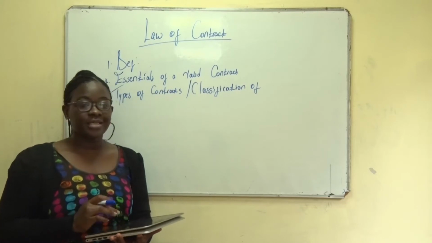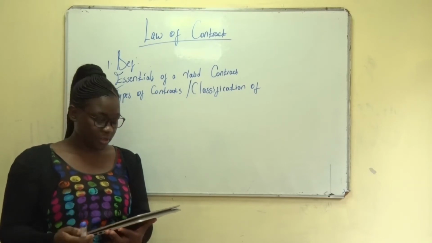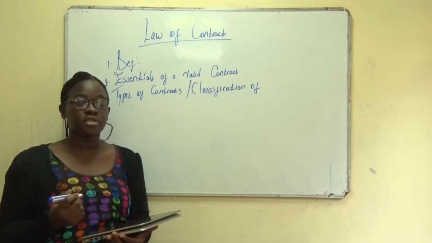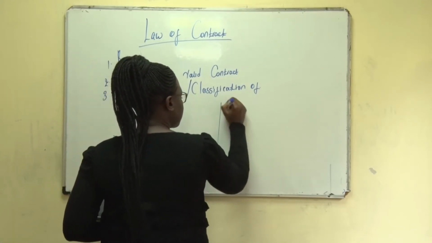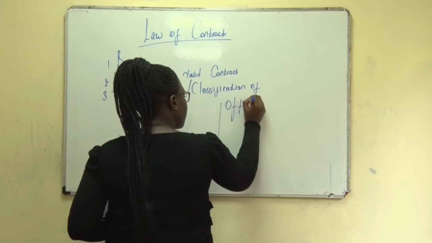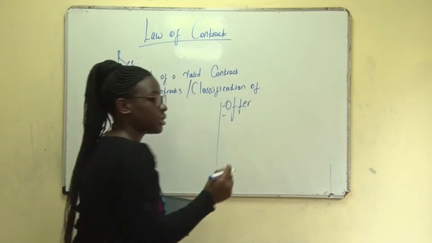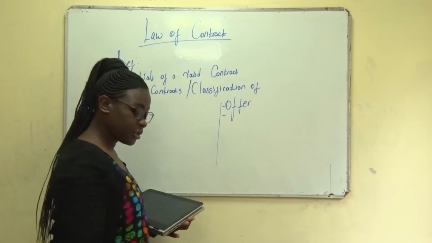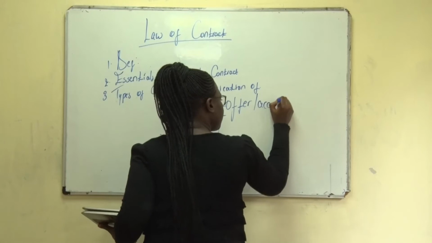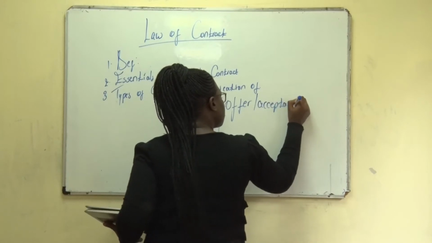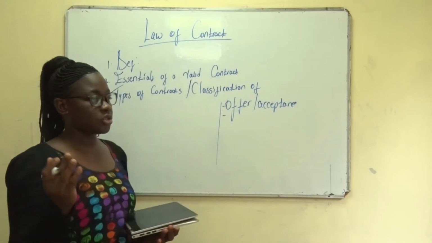And then we also look at essentials of a valid contract. So what are some of the essentials of a valid contract? Number one, there has to be offer, meaning someone has to offer something. You can either offer goods, and then there also has to be acceptance. So in as much as there is an offer, someone has to accept the goods that you're bringing on board.